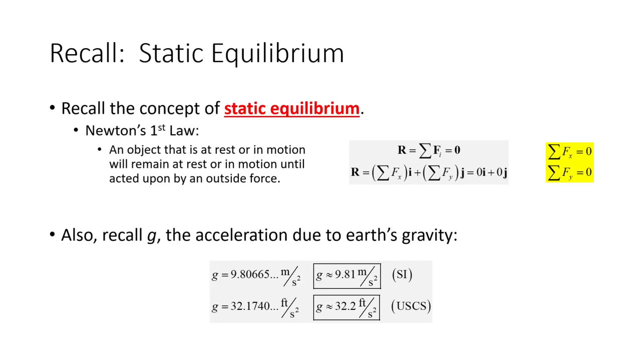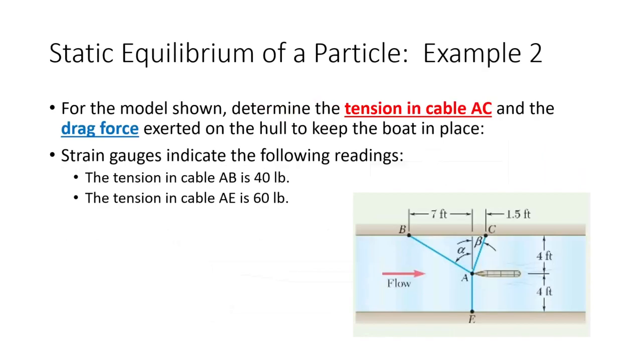Okay, all right. So with that, I want to look at another example. Now, this example is actually going to have four unknowns because there are four vectors being applied through point A. But I have a model shown here, and I'm going to determine the tension in cable AC, and I'm going to determine the drag force on this hull to keep the boat in place. So the idea is I have a barge or a boat in some canal or some river, and the water is flowing, obviously wanting to push the boat down the river, and we have a series of cables keeping the barge in place.